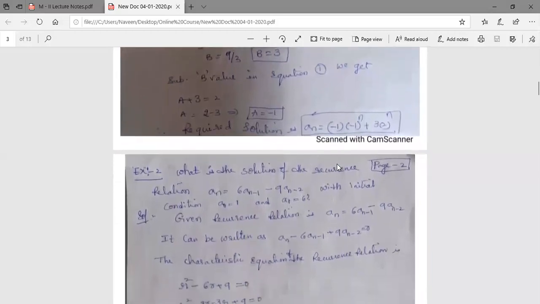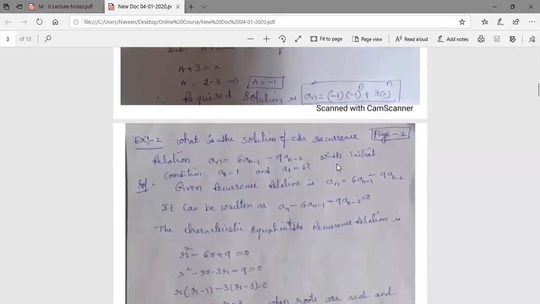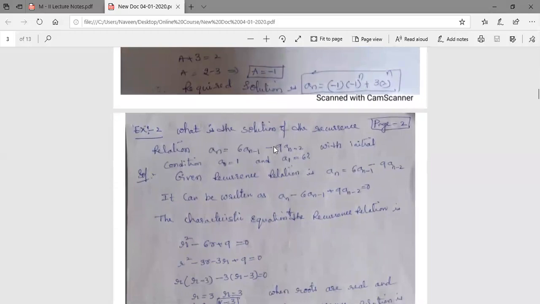Let us consider another example. In example 2, what is the solution of the recurrence relation an is equal to 6an minus 1 minus 9an minus 2 with initial conditions a naught is equal to 1 and a1 is equal to 6? Here also, look at this recurrence relation. Is it a linear homogeneous recurrence relation? Yes, it is.